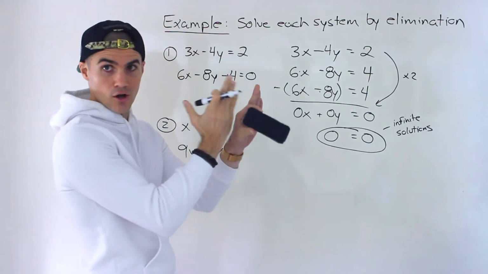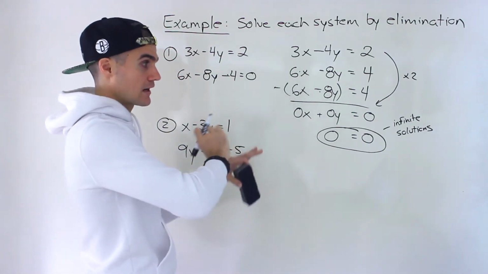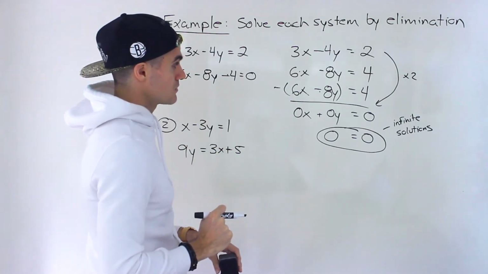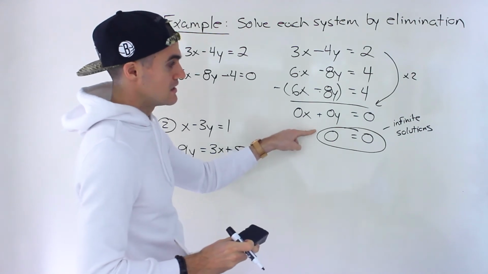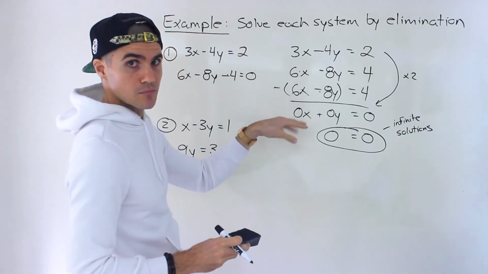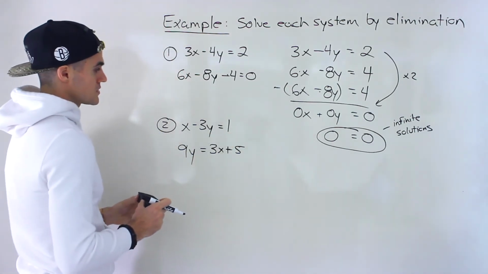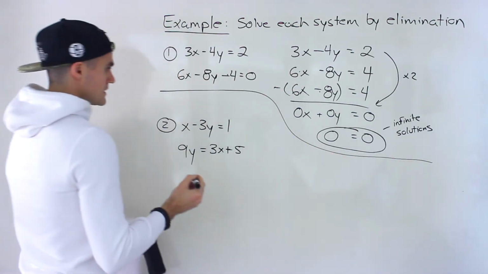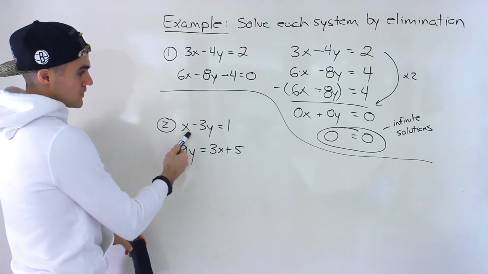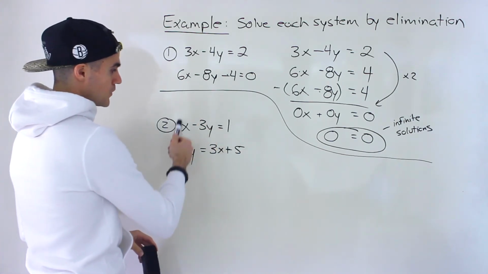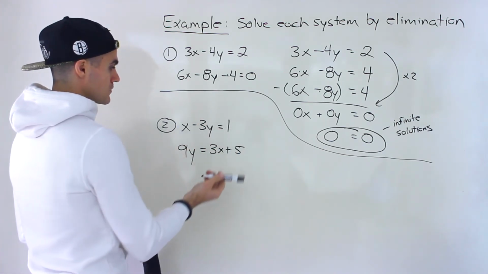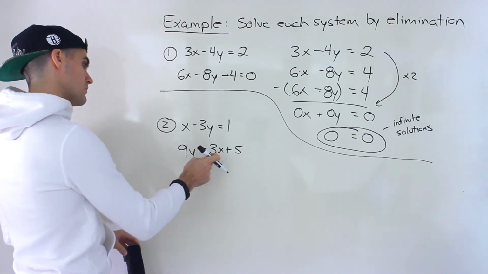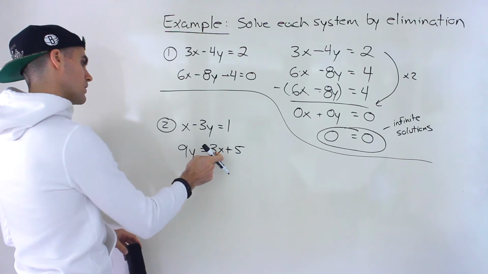They're stacked on top of each other. It's the same line, so they're going to have an infinite amount of points of intersection, right? So if you ever get to this in your steps doing elimination, then there's infinite solutions. Now, what about number 2? Same thing. Notice that here, this first one's already in the format that we like, x minus 3y is equal to 1. But this one isn't, so what I'm going to do, we can bring the 3 over.